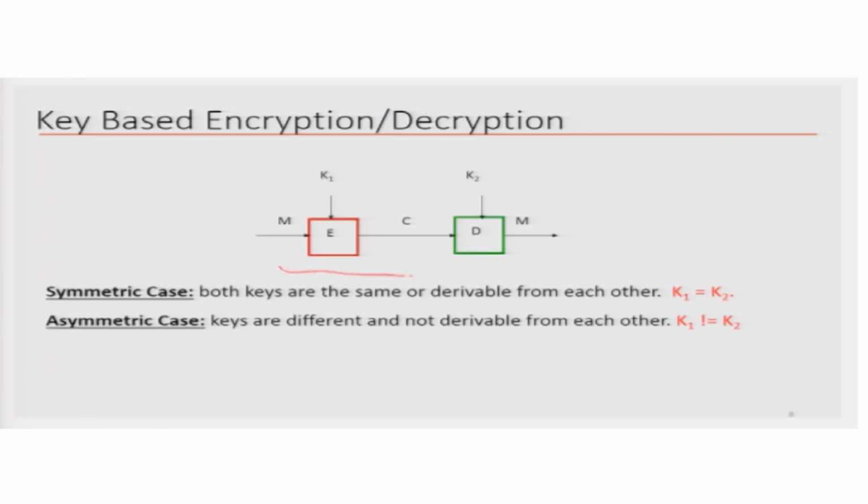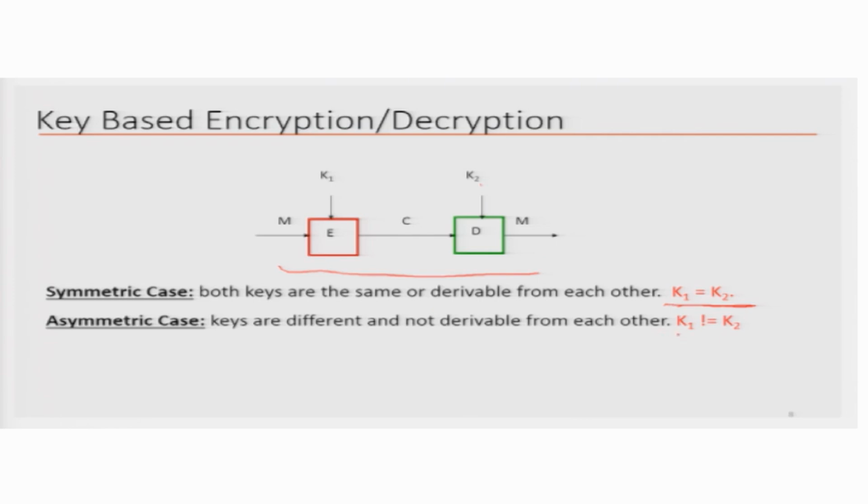Now, you see that in the picture I showed earlier, these second inputs to the boxes were not there. So, now we have the encryption box, which takes a message and a key, in this case key K1, and then out comes the ciphertext. When you put that ciphertext into the decryption algorithm, you need another key, or maybe the same key, depending on whether it is a symmetric or asymmetric case, and then you get the M. Symmetric basically means that the two keys K1 and K2 are the same, or they are derivable from each other.